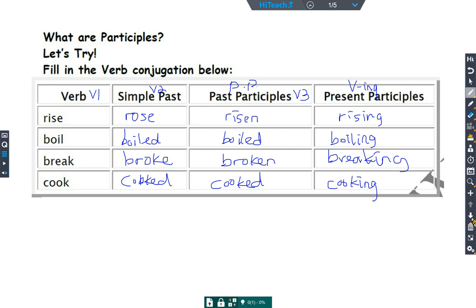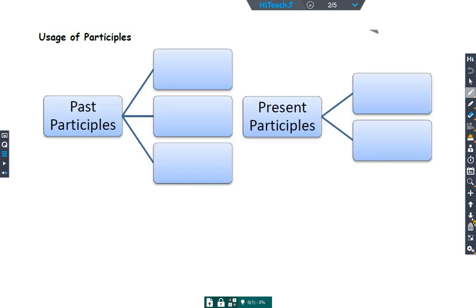Next, let's have a look at the usage. So when do we use past participles and present participles? First thing, let's talk about present participles since there are only two. So the first way of using verb ing, in this way, it will be easier for you to understand. When do you use verb ing? Remember we learned gerund before. When we use it as gerund, it's a noun. But here is present participle. They look exactly the same, but they're not the same in nature.